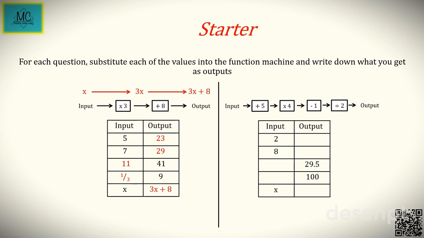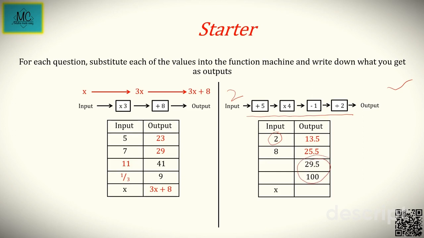Now, similarly, we have a second starter activity as well. Here we have been given 4 values in our function machine to work with to get the output. My first value is 2. If I put 2 as an input, plus 5, times it by 4, minus 1 and divide it by 2, the answer I'm going to get is 13.5. Similarly for 8, the answer will be 25.5.